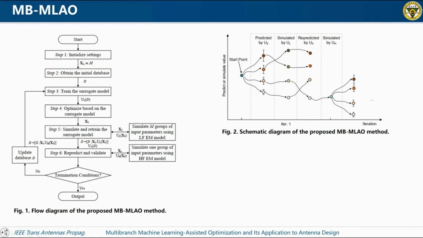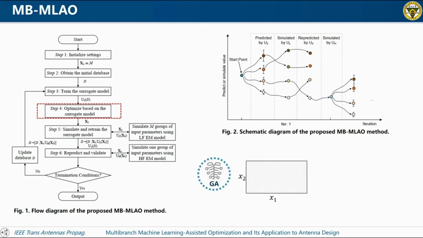Step 3. Train surrogate model. Use multi-fidelity Gaussian process regression learning for the relationship between the input parameters and the response. Step 4. Optimize based on the surrogate model. Use a global algorithm to optimize the surrogate model constructed in Step 3. Obtain the optimal values under M groups of different branches.